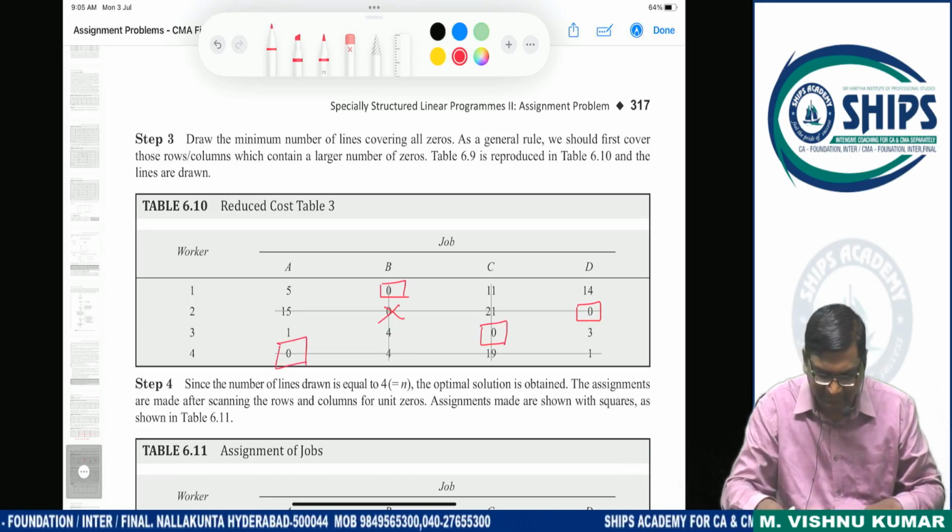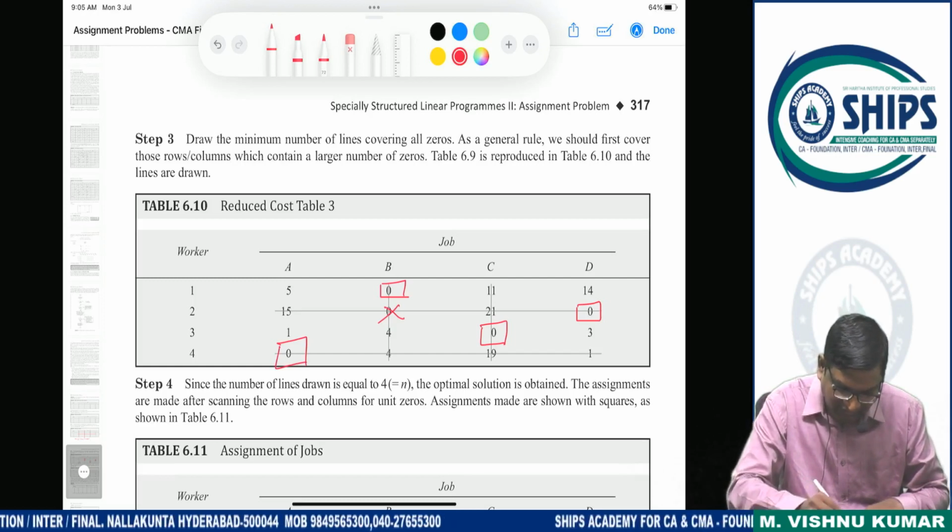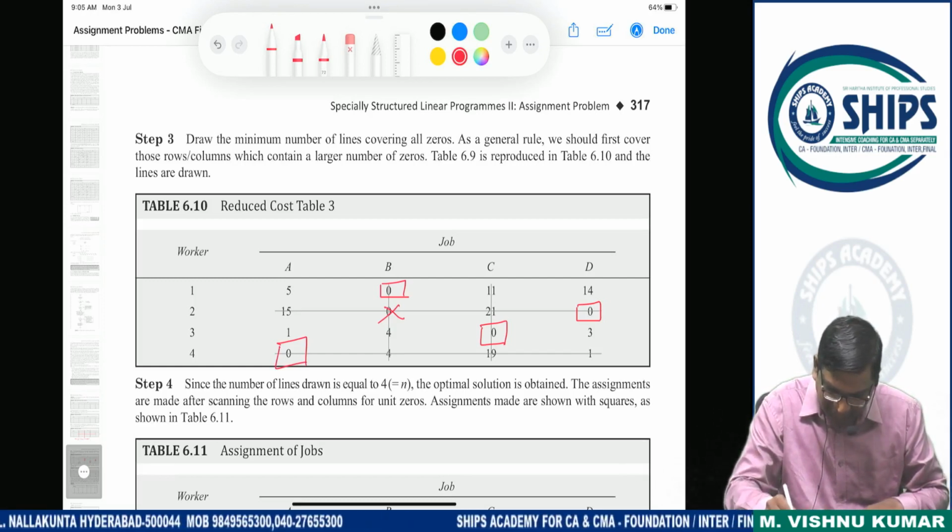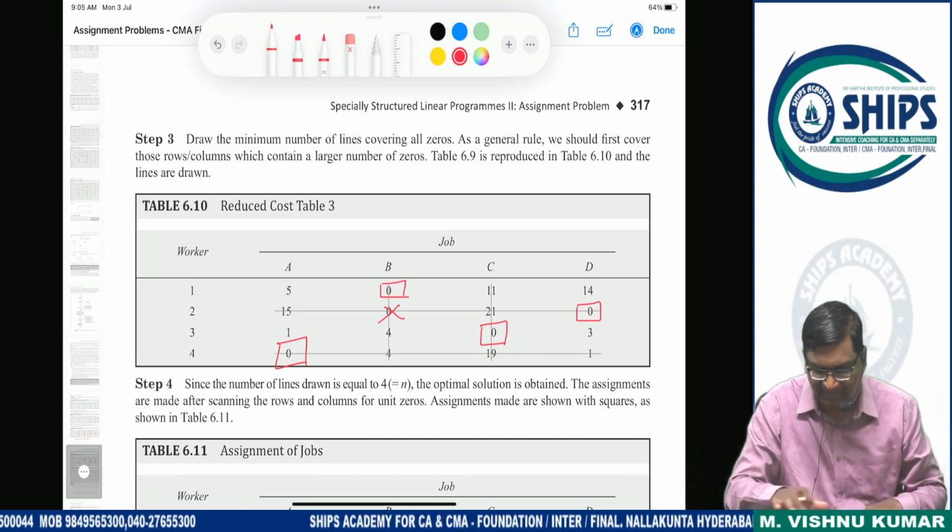In this way the assignment is made. Worker 1 will get job B, worker 2 will get job D, worker 3 will get job C, worker 4 will get job A. This is the final assignment.